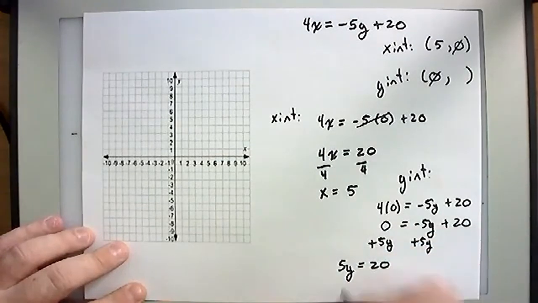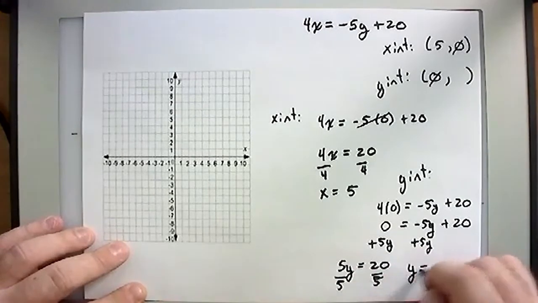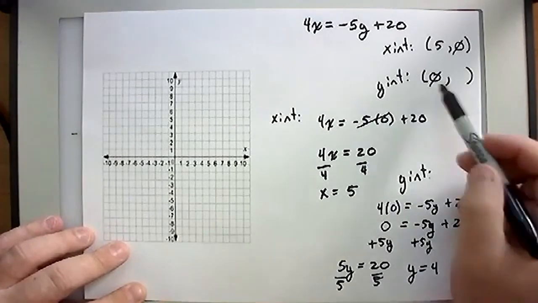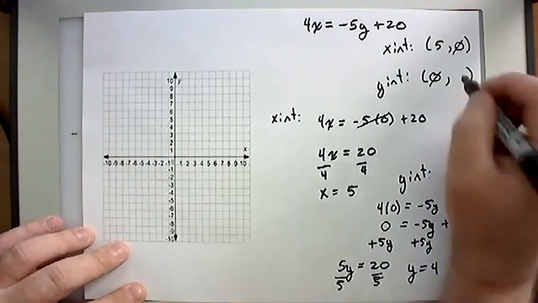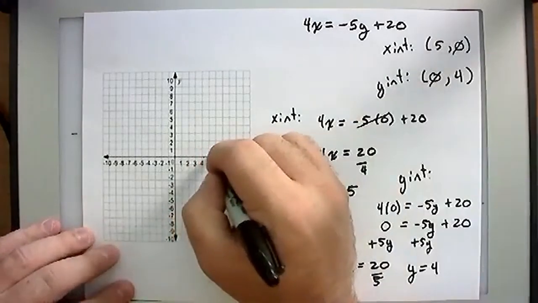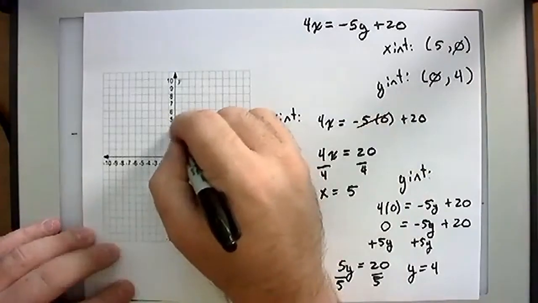And again, how do you get the 5 off the y? You just divide by 5, and y equals 4. So a little more work on that one probably. When x was 0, y was 4. So the x-intercept is 5: 1, 2, 3, 4, 5. The y-intercept we just found was 4: 1, 2, 3, 4. And there's your line.